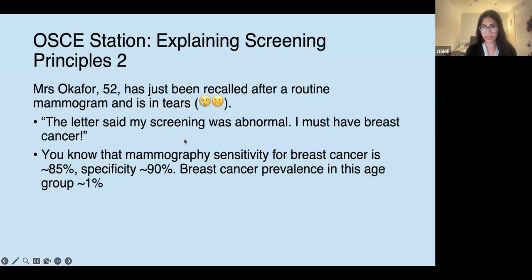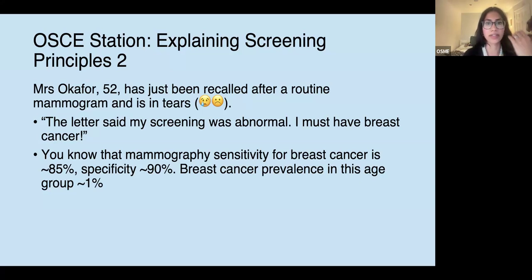This next one is a bit more complex and there's some math. So I'll read the station. You guys can have a go at thinking about what numbers you need to talk to her about. And then we'll discuss firstly the calculation and then secondly the framework in terms of how we need to explain it to her.